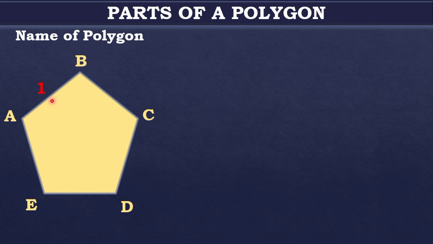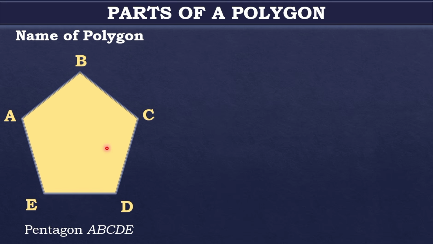So, we have 1, 2, 3, 4, 5. Now, if we have a 5-sided polygon, then that is what we call a pentagon. Alright, so we have a pentagon. But how are we going to name this pentagon? So we can name it using its vertices. Nabanggit ko to kanina, ito po yung mga vertices. So we have A, B, C, D, E.